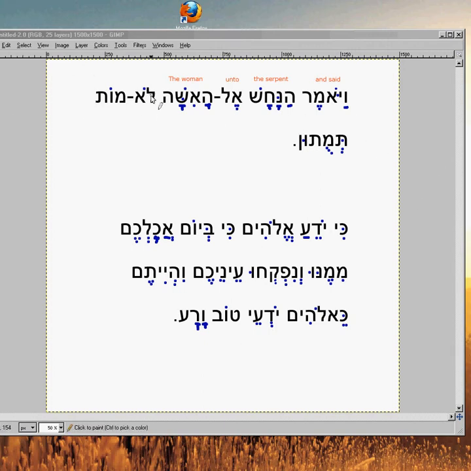Lo motamutun. Lo is no, and mot is death. Temutun is you will die. So the tav prefix is you will die, mut. So no death you will die. So the serpent says, and said the serpent unto the woman, no death you will die. And then he goes on to explain. This is the serpent still talking, still trying to persuade Chava or Eve by presenting a total lie to the woman.